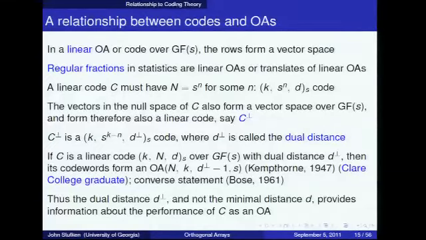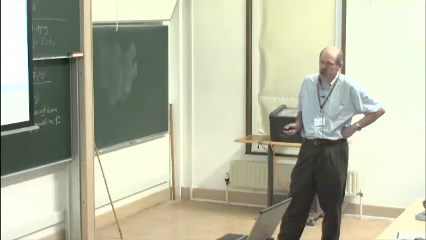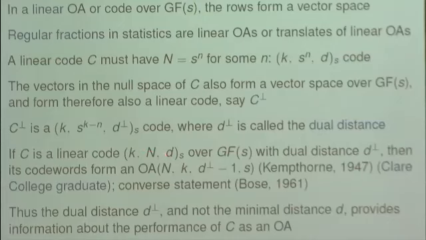So it turns out that if C is a linear code over GF(s) with dual distance d-perp, then its code words actually form an orthogonal array of strength d-perp minus 1. So if you want to assess how C does as an orthogonal array, it is not the minimal distance of C that you need to be interested in. It's the minimal distance for the dual code. And that minimal distance is related to the strength in this way. The strength is d-perp minus 1. And this was already realized a long time ago by Kempthorne, who, by the way, is a graduate of Clare College here at Cambridge.